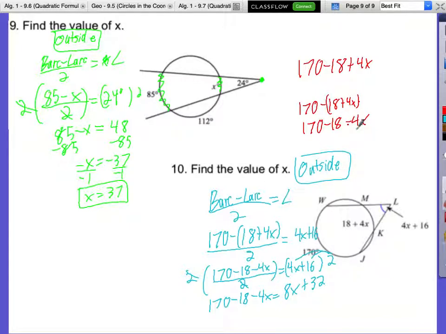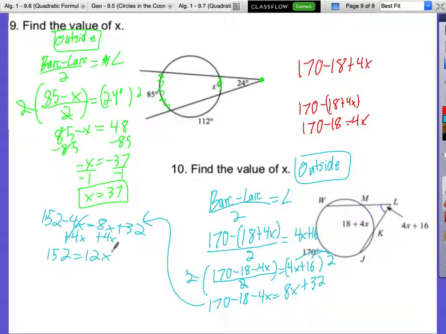Now I'm out of room here, so I'm going to go to this page. 170 minus 18 is 152 minus 4x is equal to 8x plus 32. Is equal to 12x plus 32. Subtract 32. We'll take a second.